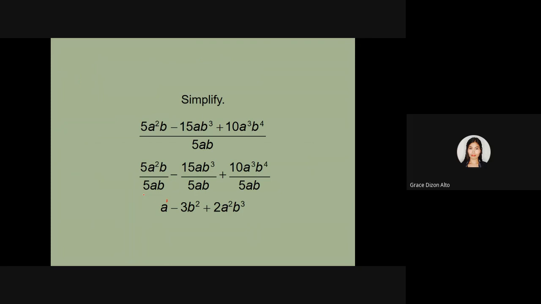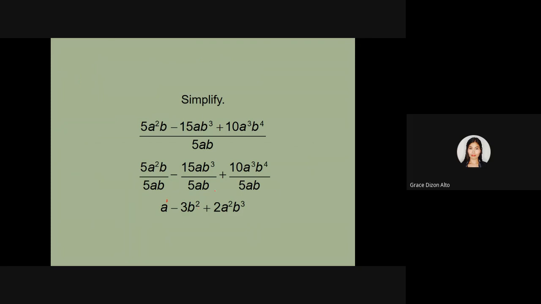Next, we have 15ab cubed divided by 5ab. We will divide the coefficients. 15 divided by 5 is 3. A divided by a is 1. And b cubed divided by b is b squared, from 3 minus 1. So that's 2.